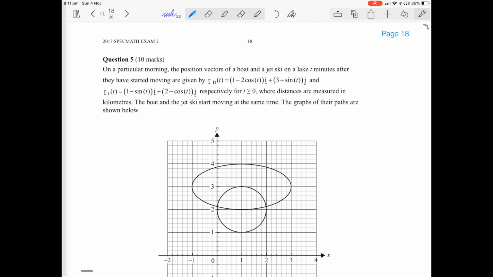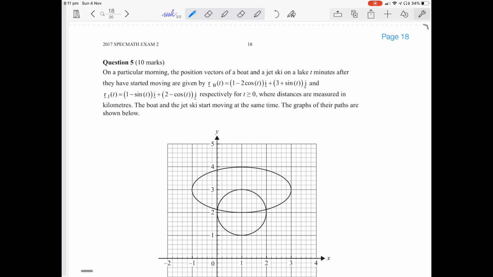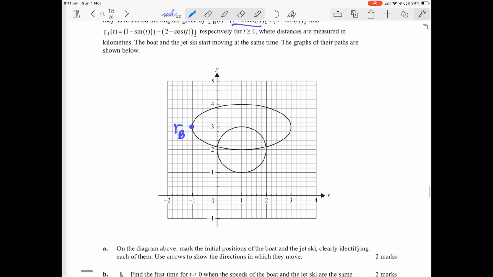Okay, the position vectors are given by that, and that, just like the graphs of the paths in the sketch below. That's nice. On the diagram, mark the initial positions of the boat and the jet ski. Okay, so if I put 0 into that, cos of 0 is 1, so I'm going to get -1, 3. And that's r of b. 0, I'm going to get 1, 1. So that's going to be r of a.